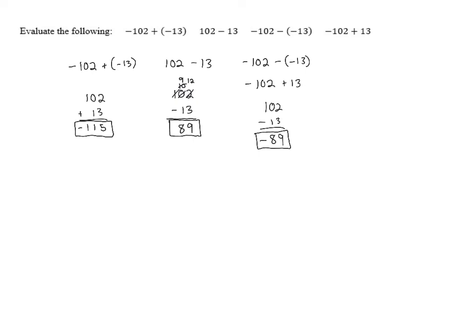All right, this last problem, negative 102 plus 13. Again, we have different signs, so we need to take the difference. So that's going to be 102 minus 13. We've done this before, it's 89. And again, the larger number is negative, so our answer will be negative, and it's going to be negative 89. And that's our final answer.